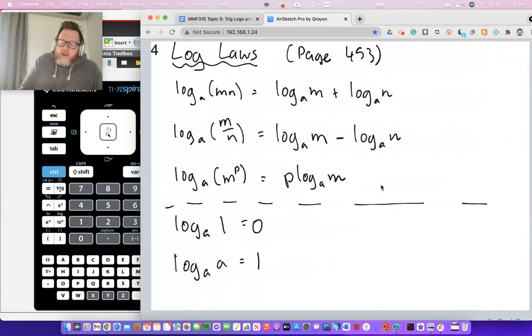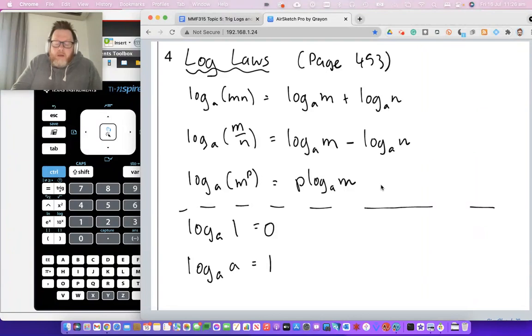The summary is on page 453 in your textbook, but there's your 3 basic laws there. Okay, so if I've got 2 things multiplied together inside log, it's log base a of m plus log base a of n. If it's m divided by n, then it's log base a of m minus log base a of n. And if it's log base a of m to the power of p, it's p times log base a of m. And we'll look at some examples which use these laws to simplify logarithms.